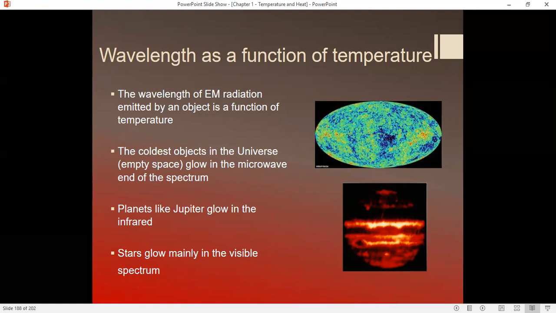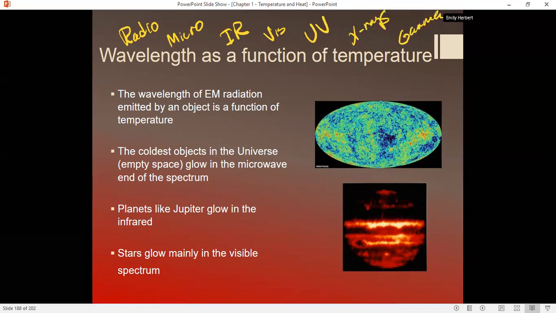Radio waves are the longest wavelength. Microwaves are the next longest, then infrared, then visible, UV, and then X-rays, and then gamma rays. Short wavelength, long wavelength. The coldest object in the universe, one of the coldest objects, is probably the universe itself. It has a temperature of only 2 degrees Kelvin, 2 degrees above absolute zero.